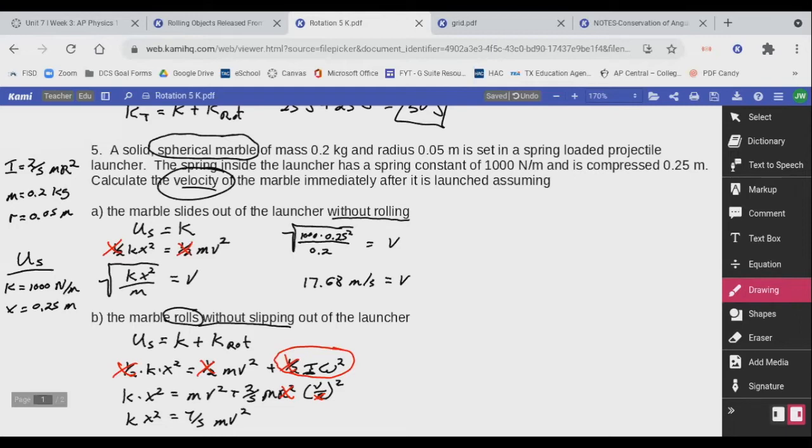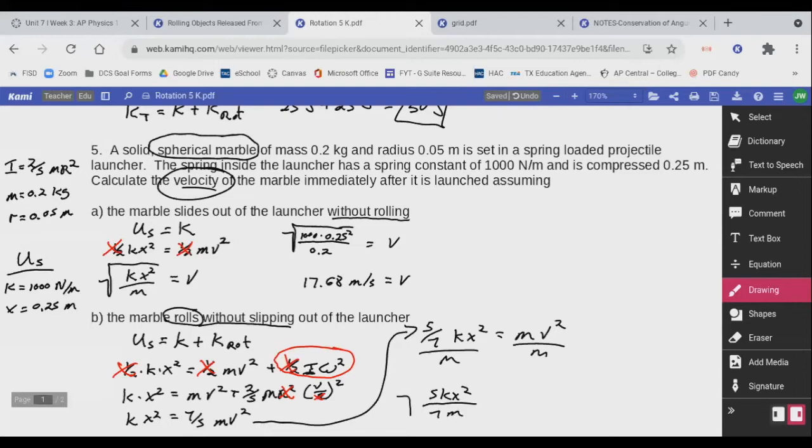So let me draw an arrow and get this moved up over here where I've got more room. If I did the reciprocal, I would have 5/7 kx squared is equal to mv squared. Divide both sides by m. That would give me 5kx squared divided by 7m, and if I square root it, that would equal v. That would get me my v.